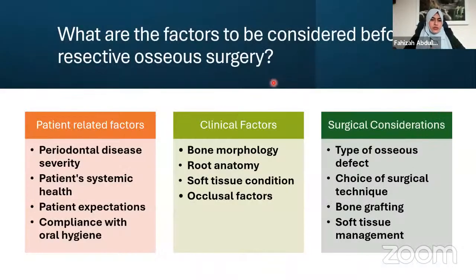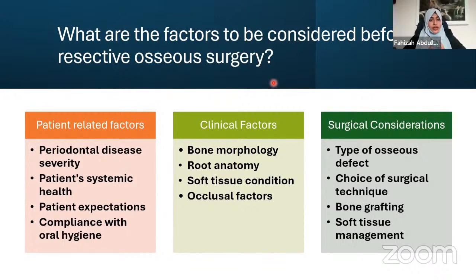Now, what are the factors which we consider before this? First of all, the severity of the periodontal disease. We need to see how much periodontal disease is there. If it is extensive periodontal disease with grade 3 mobility, there's not much scope for only resective osseous surgery. Probably less severe periodontal disease has a better outcome for this kind of surgery. Then again, patient systemic health, patient's expectations, and how their oral hygiene is, all that is a patient related factor. Coming to clinical factors, bone morphology.